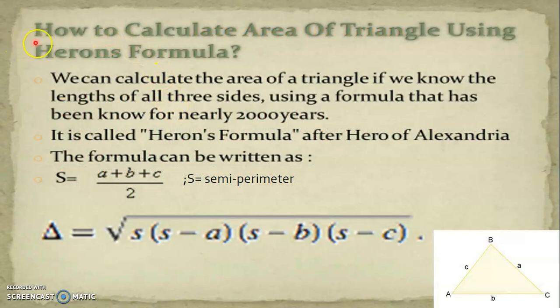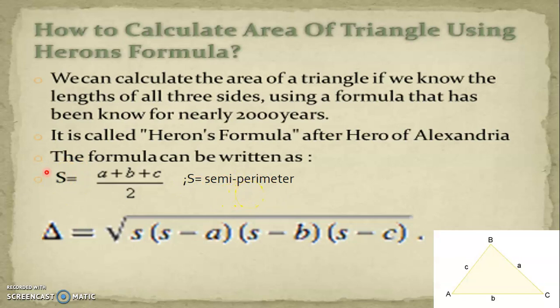Now, how to calculate area of a triangle using Heron's formula? We can calculate the area of a triangle if we know the length of all three sides using a formula that has been known for nearly 2000 years. It is called Heron's formula after the hero of Alexandria. This is the name of the place, and that is why he was called hero of Alexandria. The formula can be written as S is equal to (a plus b plus c) divided by 2, and this S is called the semi-perimeter.